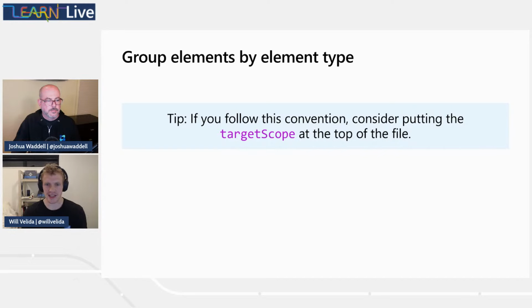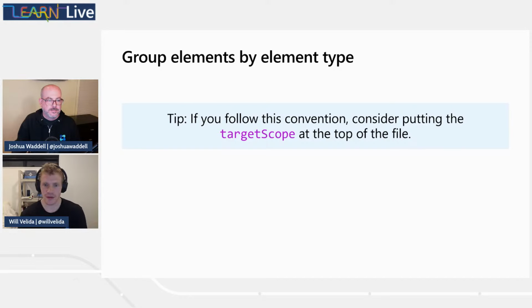Because in longer templates, it can be difficult to jump between the elements. So if we have this kind of structure, it makes it a little bit simpler for us. Yeah, agreed. You still have to decide how to order your elements within these categories. I have some opinions on that as well. You could put parameters below variables. You could put modules before resources.